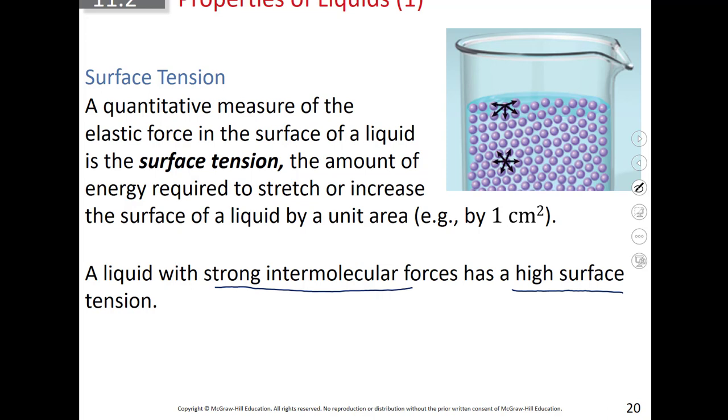So things that can hydrogen bond would have a higher surface tension than something that can just dipole-dipole but not hydrogen bond. You're not going to need to calculate anything with that. This is just a concept. I would give you two examples of molecules and ask you which one would have higher surface tension. And you would just identify which one has the stronger intermolecular interactions.